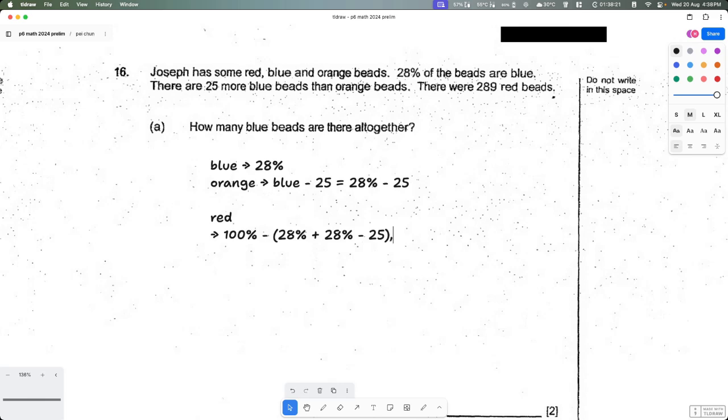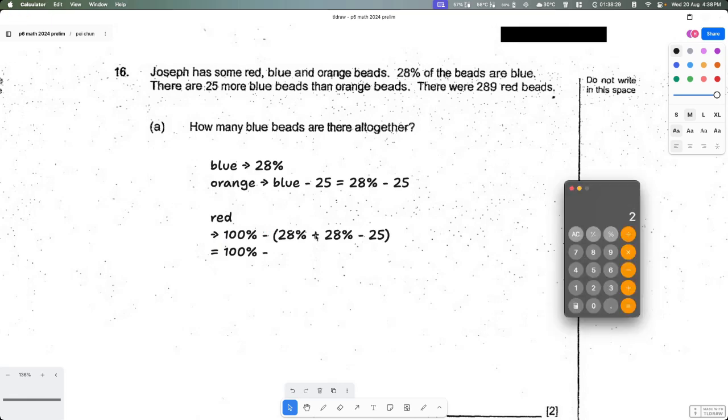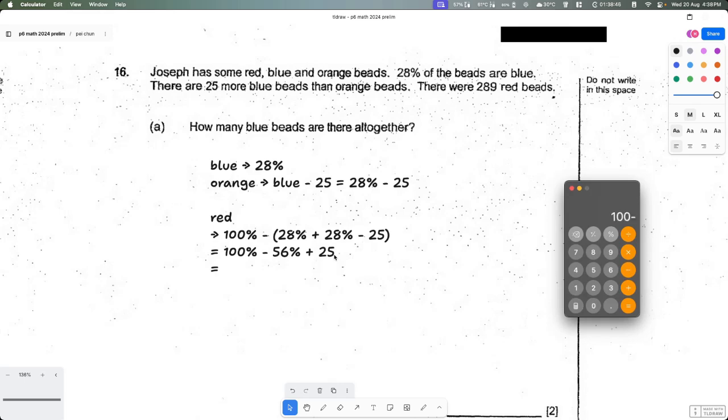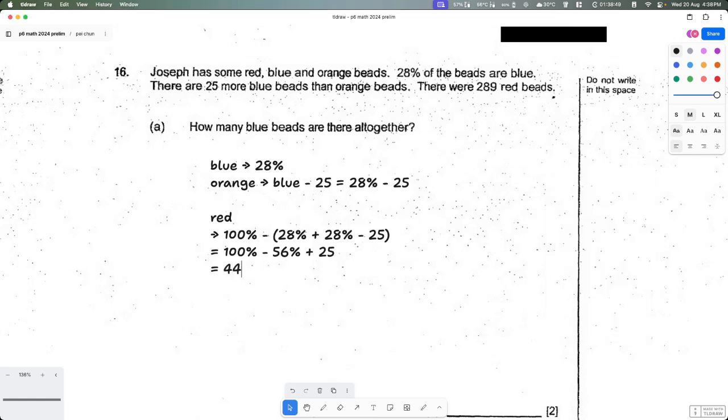Okay, so this will then be equal to 100% minus 28 plus 28. So 28 plus 28 is 56, right? 56%. So anything negative becomes positive, right? So this will be plus 25. Okay, and this will then become 100 minus 56, which is equal to 44. So 44% plus 25. Okay, so now with that said, we know that red is 289. So 44% plus 25 equal to 289.